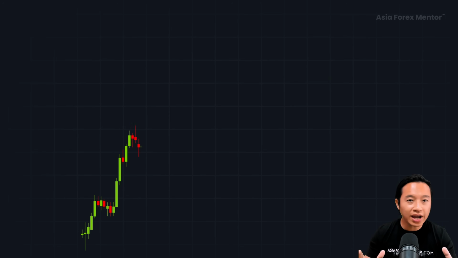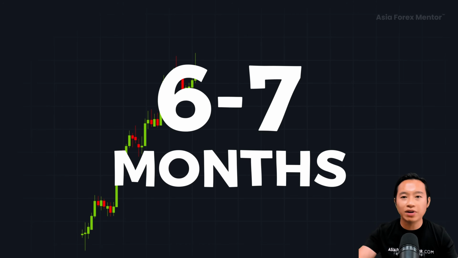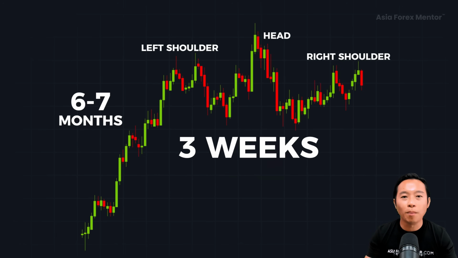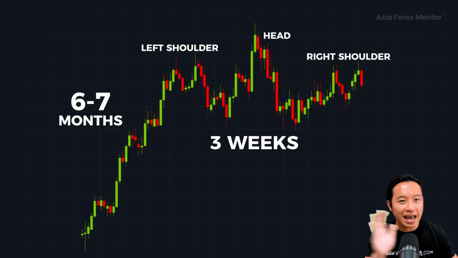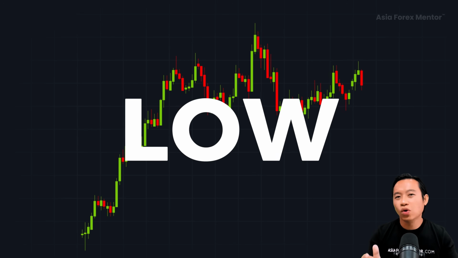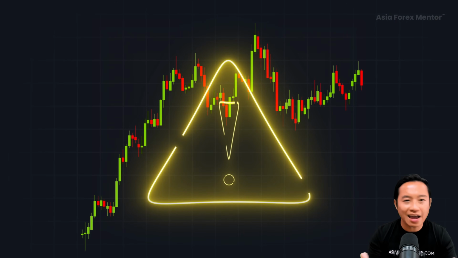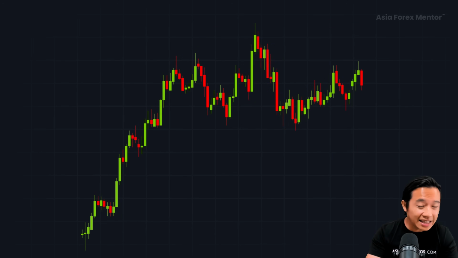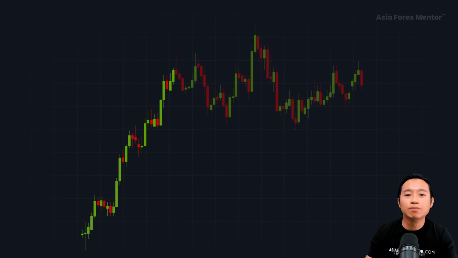So if the trend has been going on for, let's say, multiple months, 6, 7 months, and your pattern took only, say, 3 weeks to form, the likelihood of this relatively short pattern reversing this established trend is pretty low. So it is essential to exercise caution and not trade every head and shoulders pattern that you encounter, particularly if they go against a very strong trend. In such cases, the pattern is more likely to fail.